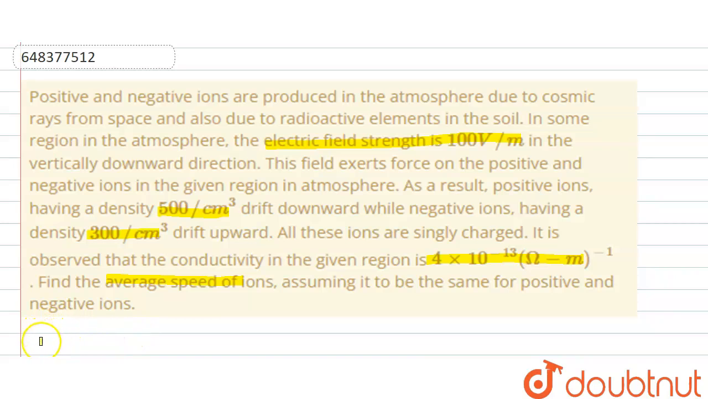So we have to find here the average speed of ions, which is known as the drift velocity, because here ions are known as the charge carriers. So we have to find the speed of the charge carriers, and the speed of charge carriers is coined as drift velocity.